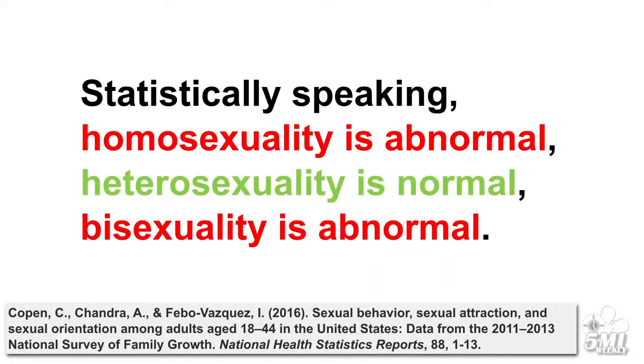Since most people identify their sexual orientations as being heterosexual, and a smaller number of people identify their sexual orientations as being homosexual or bisexual, from a statistical perspective, heterosexuality is normal and homosexuality and bisexuality are abnormal.